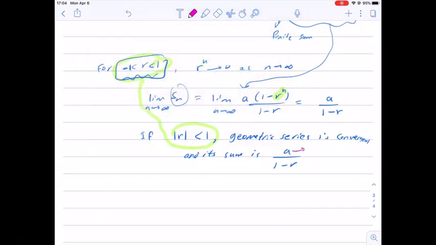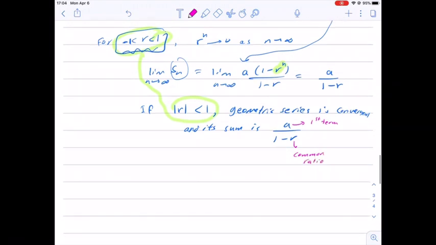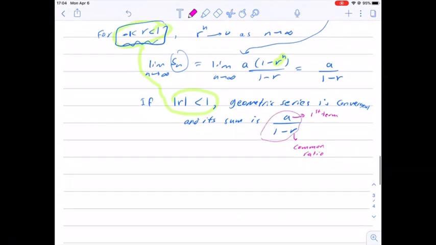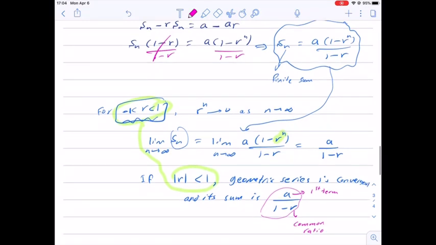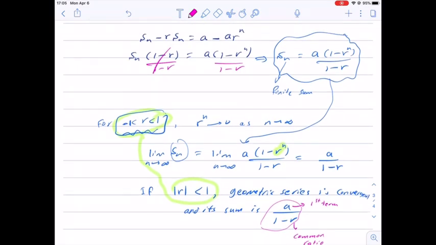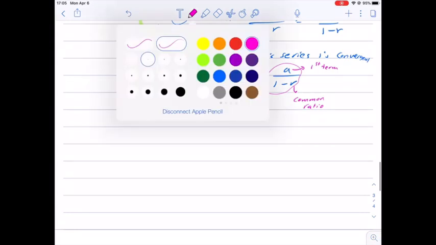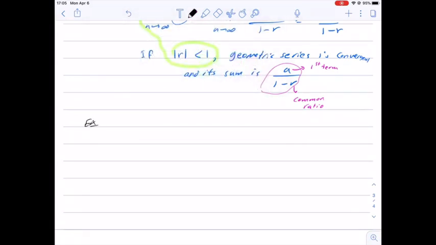Now a denotes the first term and r is the common ratio. So we need to remember this formula for the sum of an infinite geometric series, and this formula for the sum of a finite geometric series. Now let's take an example.